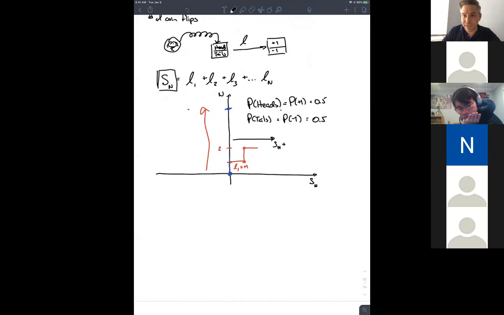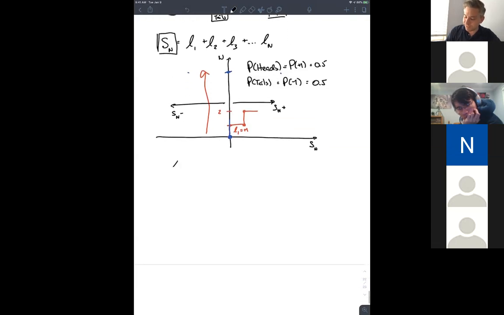Okay, and the larger Sn is, the further we've walked. If Sn comes out to be negative, that means we walked this way. And again, the larger the magnitude, the further we've gone. So if we're interested in how far on average we travel, then what we want to calculate is this, the average or the expectation value of S sub n for whatever n is. Okay?